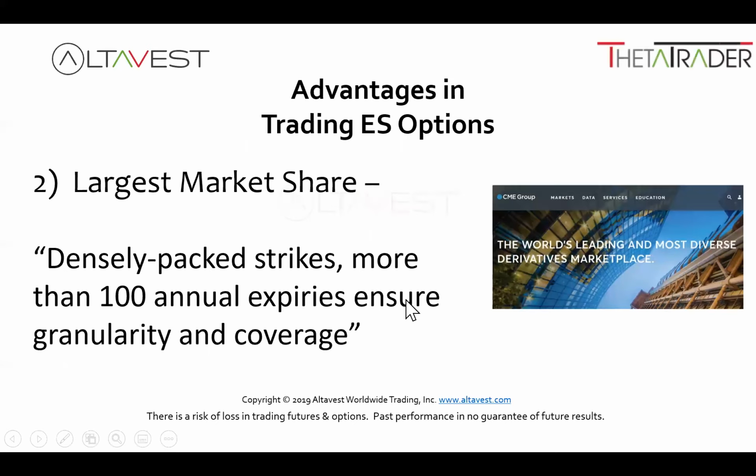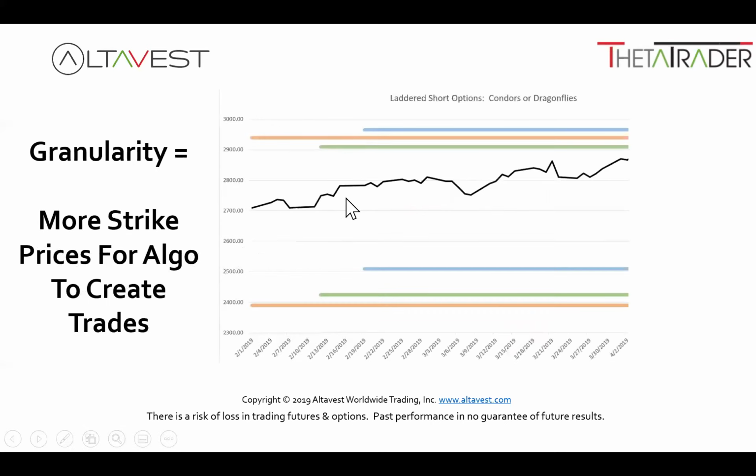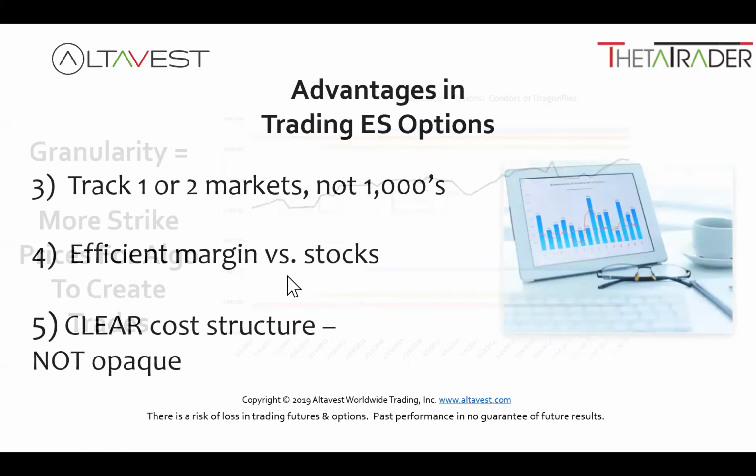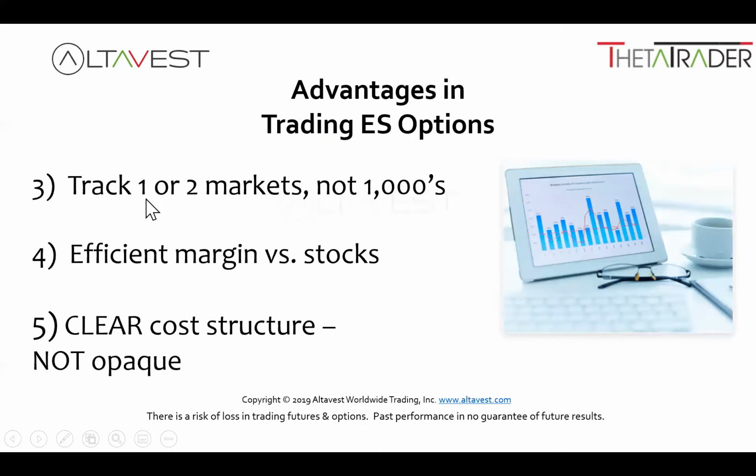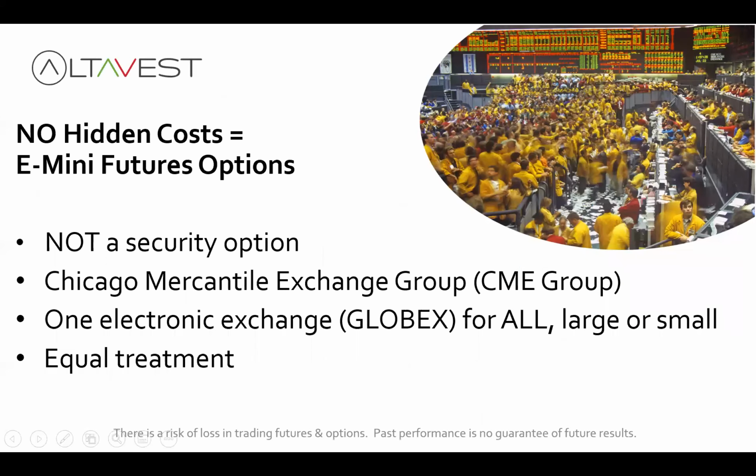Largest market share in the ES options. So you have all the densely packed strike prices available, 100 annual expirations or more, actually. I think it's more than that. And then granularity and coverage. That means when our algorithm is out looking for the strikes it needs, it's going to find them. So you can keep your strikes diversified among not only the strikes, of course, but the trades among the expirations as well. And of course, it's easier. Why not track just 1 or 2 or 3 markets, not thousands? And there's efficient margin in futures compared to stocks, and it's a clear cost structure. And what am I talking about? These are not securities options.